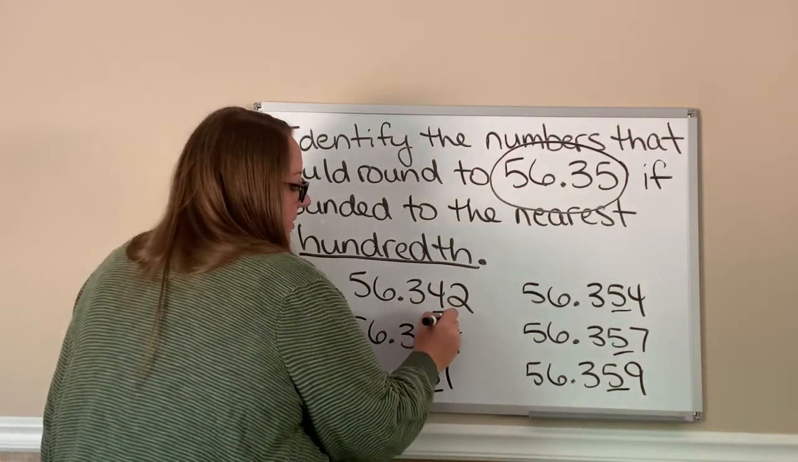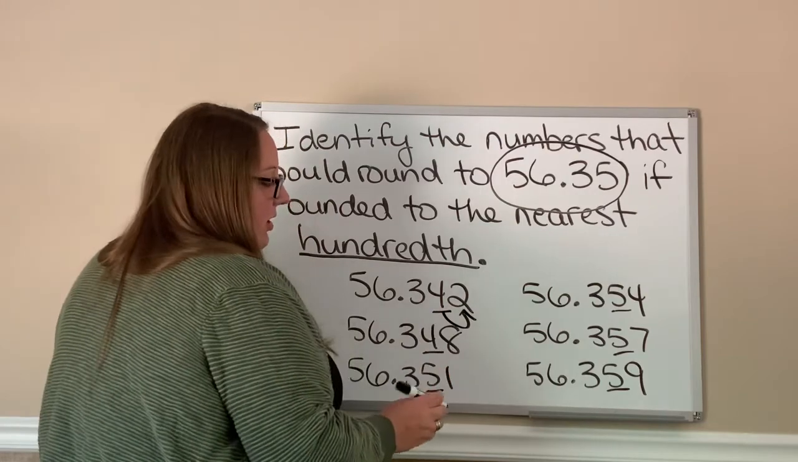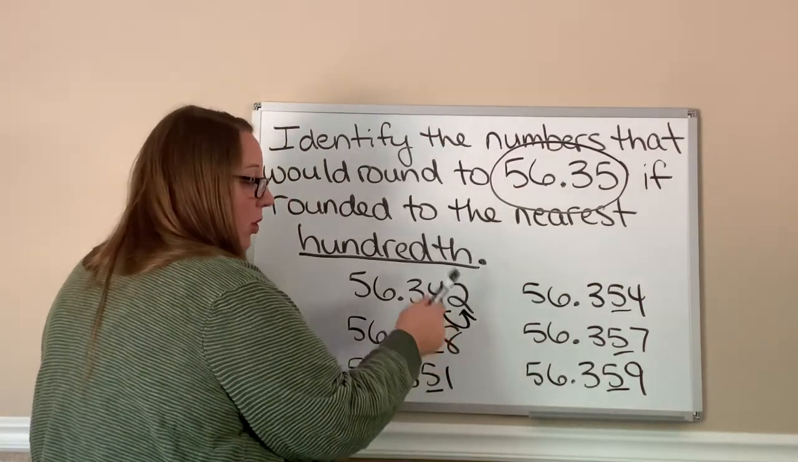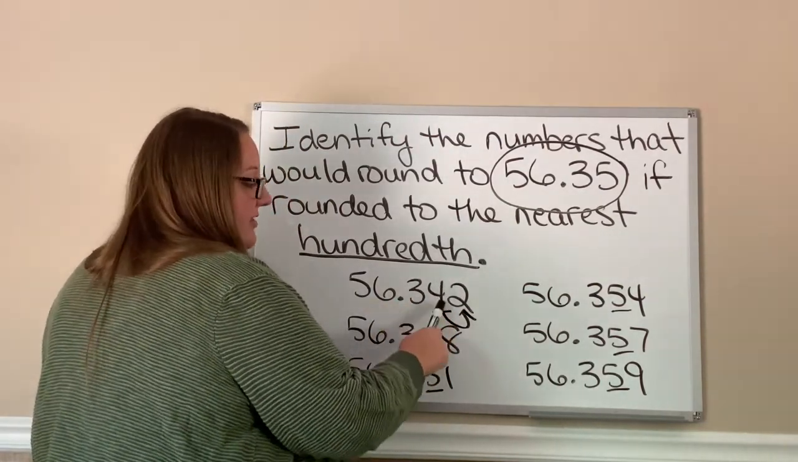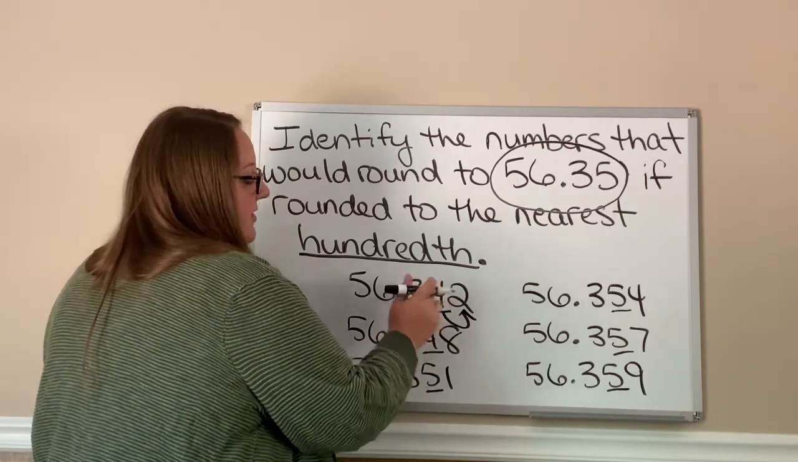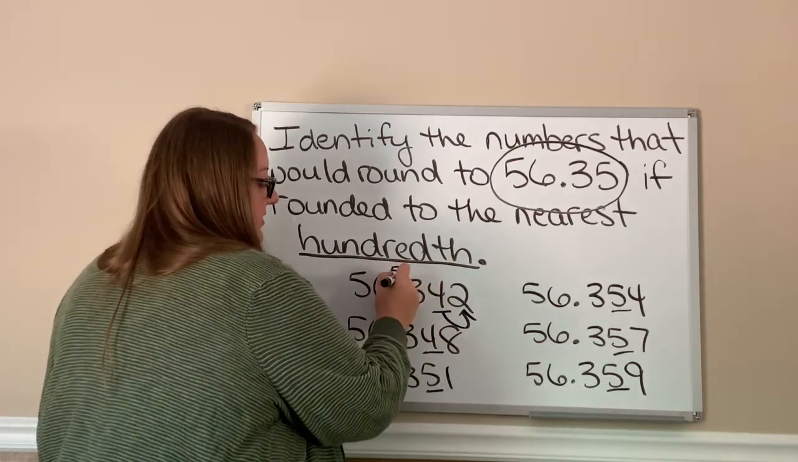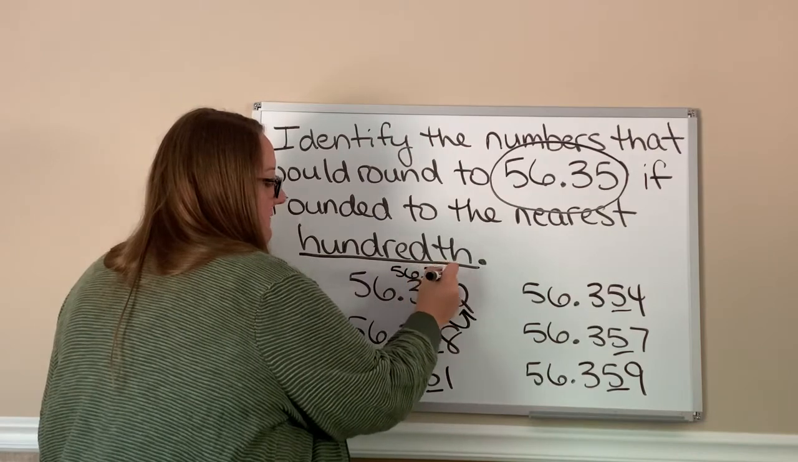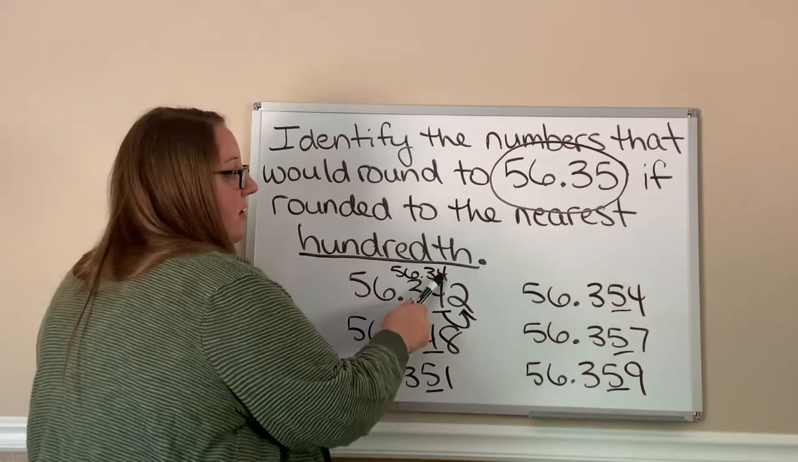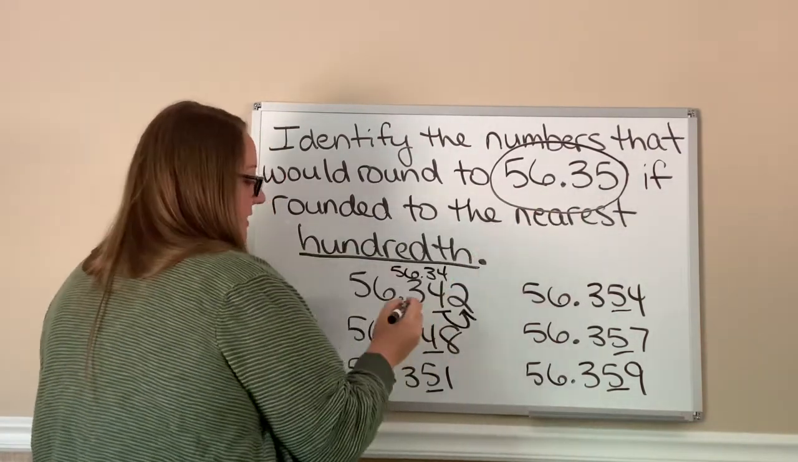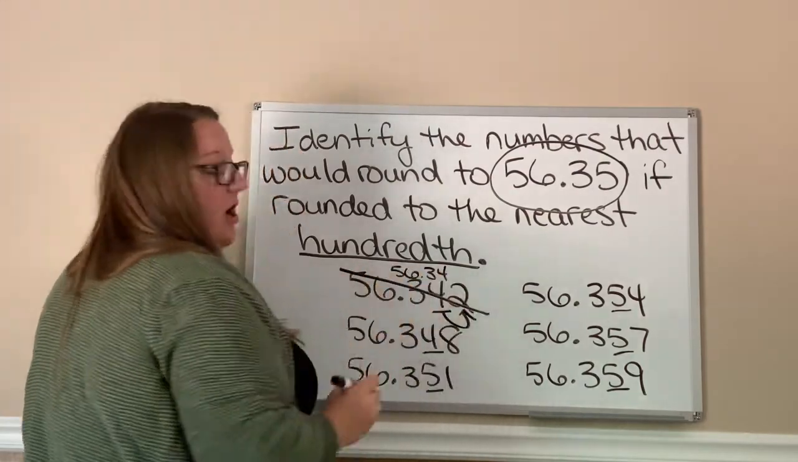I'm going to draw my arrow, look next door to the neighbor. 2 is 4 or less, so I'm going to let this 4 rest. So if this number was rounded, it would be 56 and 34 hundredths. But I know that I'm looking for 35 hundredths, so I know this answer is not correct.